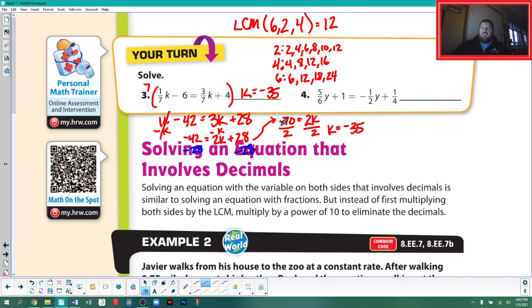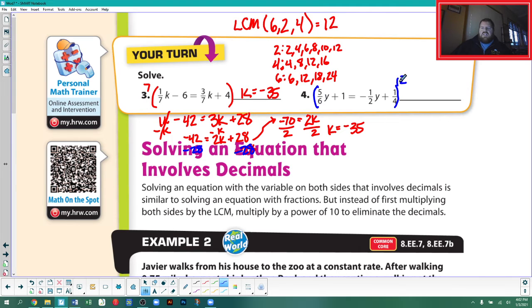So 12 is going to be that magic number that we multiply everything by, and it will get rid of all of our fractions. So we're going to multiply the whole thing by 12 and see what that gets us.